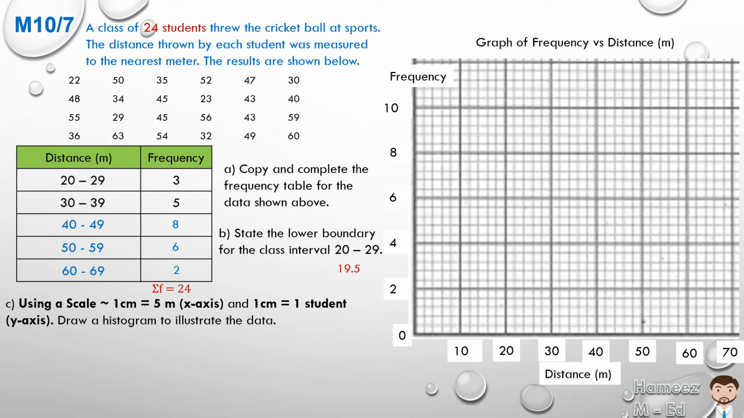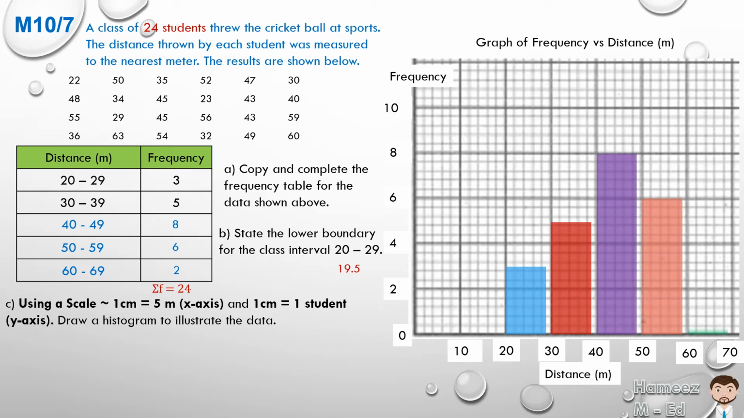Now, let's draw it as if it is a bar chart. In the first instance will be 20 to 29. That will be the height of 3. And the second interval, 30 to 39, 5. 40 to 49, 8. 50 to 59, 6. And the last one, 60 to 69, 2. Now that we have gotten that as the bar chart, let's move it into a histogram, which means to say that the spaces will now be closed.